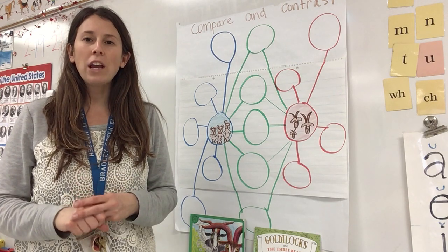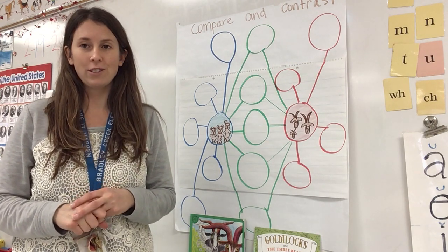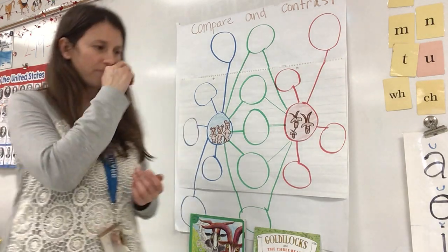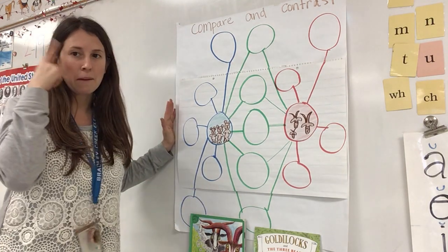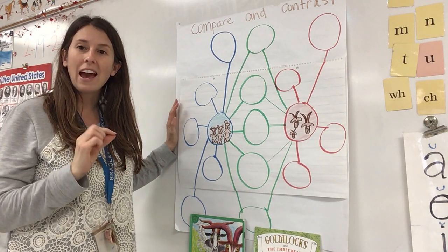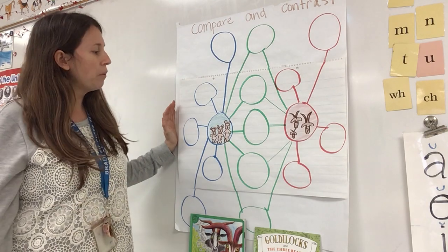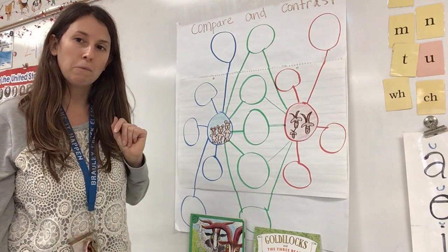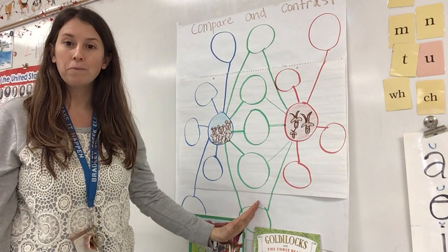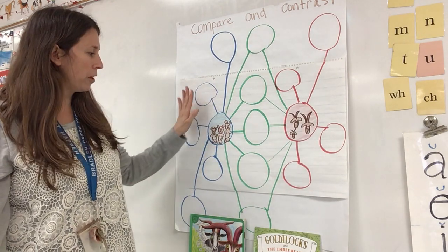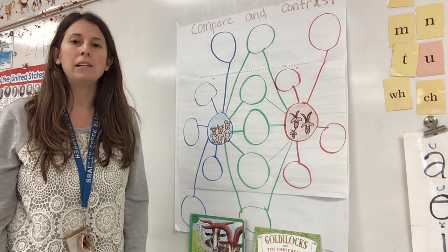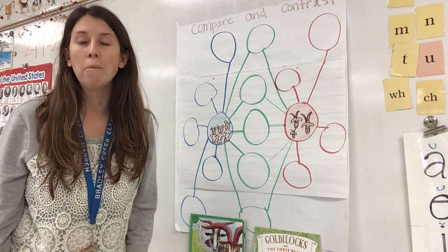Well, today we are going to reread one of our traditional tales, and we're going to compare it to one we've already read. We're going to use this thinking map to help us compare. We're going to look closely at the details in the book, and when we find something that's similar between the two stories, we're going to put those details in the middle. When they're different, we're going to put them on their side of the map. Now, this map is called a double bubble map.